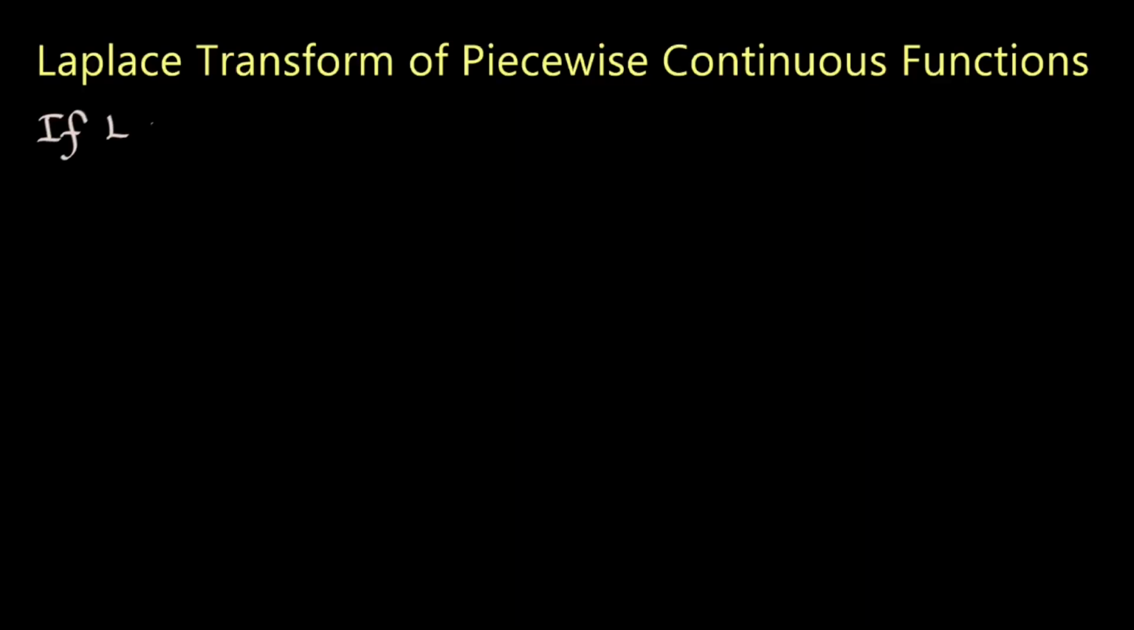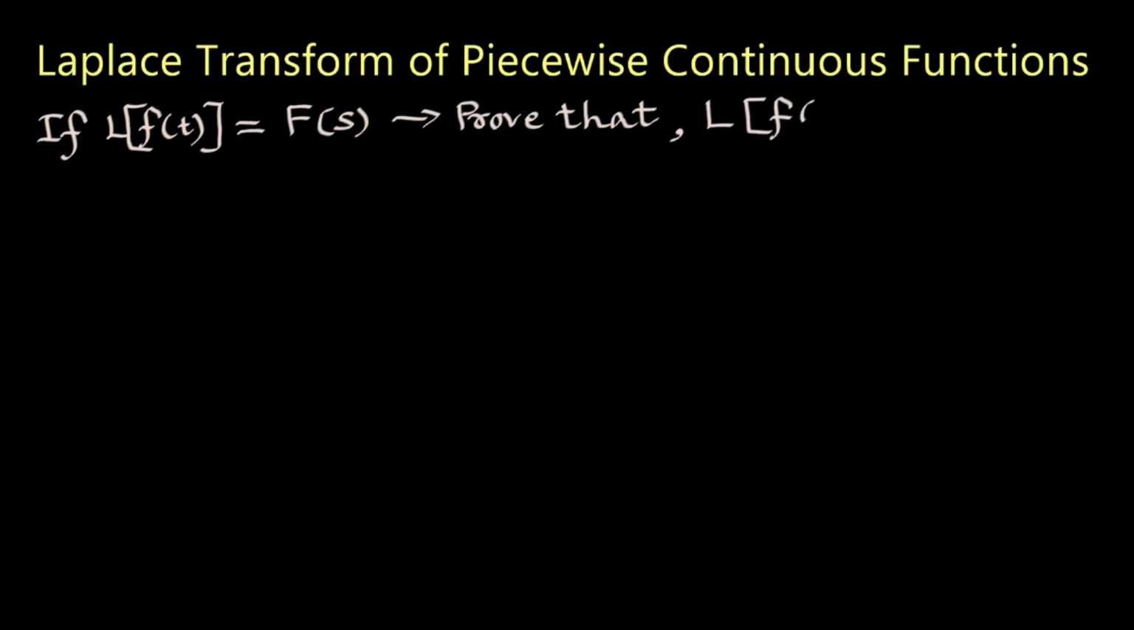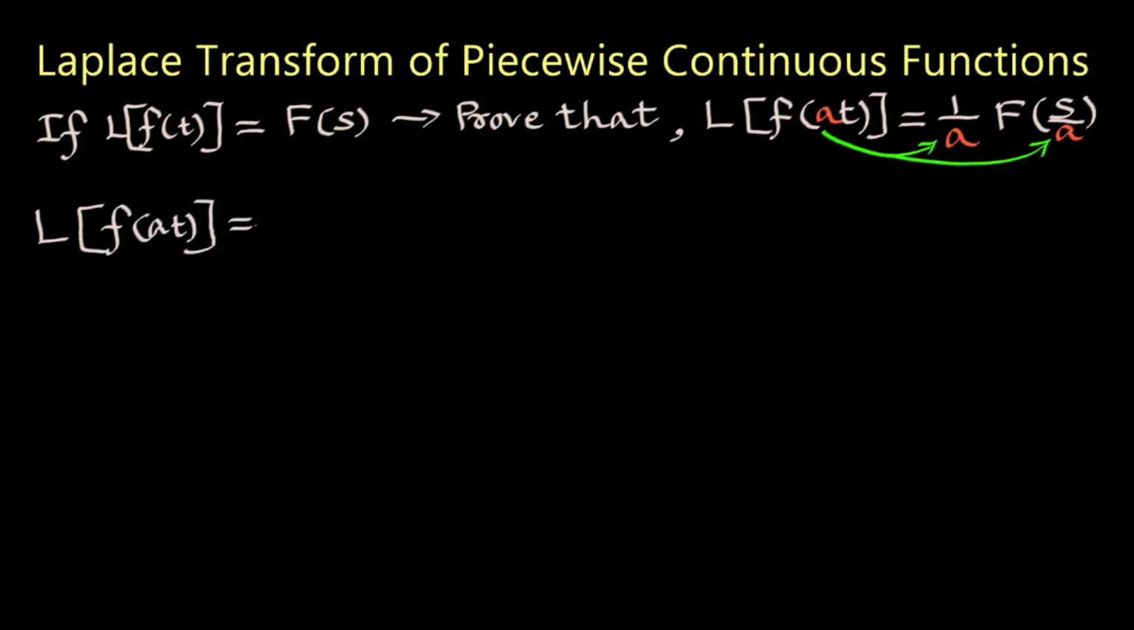If Laplace transform of f(t) is capital F(s), we have to prove that Laplace transform of f(at) is 1 upon a capital F(s upon a). A thing to remember here is when t is multiplied by a in its Laplace transform, it goes in the denominator. Laplace transform of f(at) is definite integral from 0 to infinity e raised to minus st into f(at) dt. We have to evaluate this integration by method of substitution.